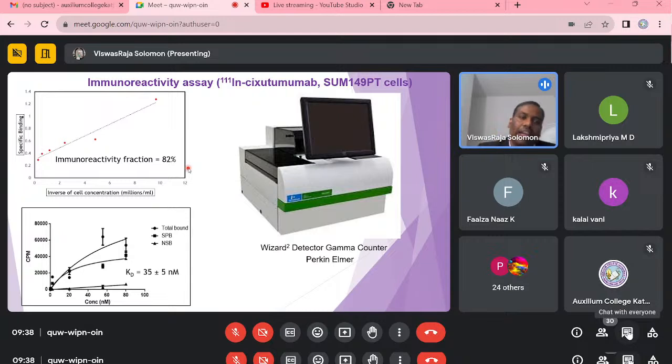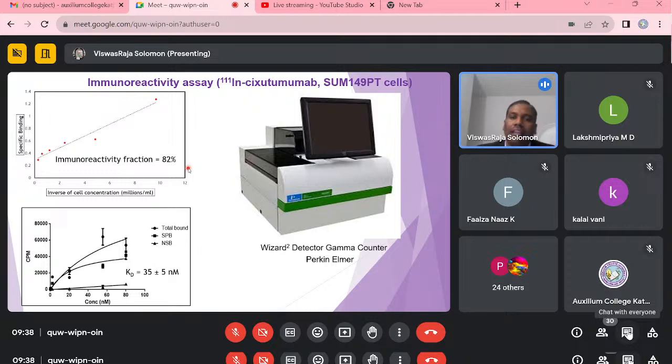What we did was take a fixed amount of radioactivity, treat it with a various range of cells, do some incubation, collect the fraction, do some washing, collect the supernatant liquid and collect the pellet, and measure the activity with the help of this gamma counter.